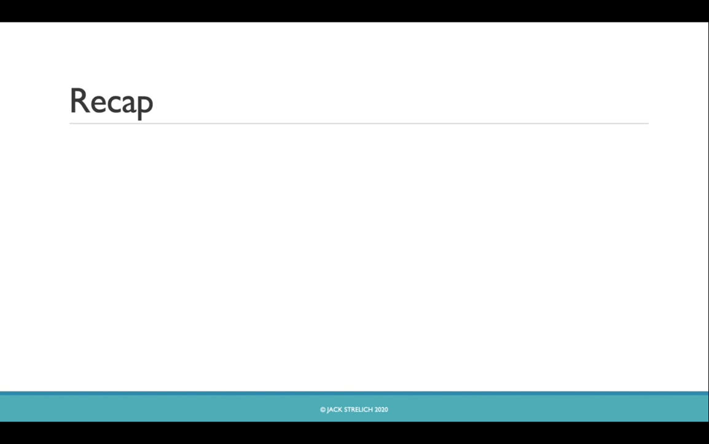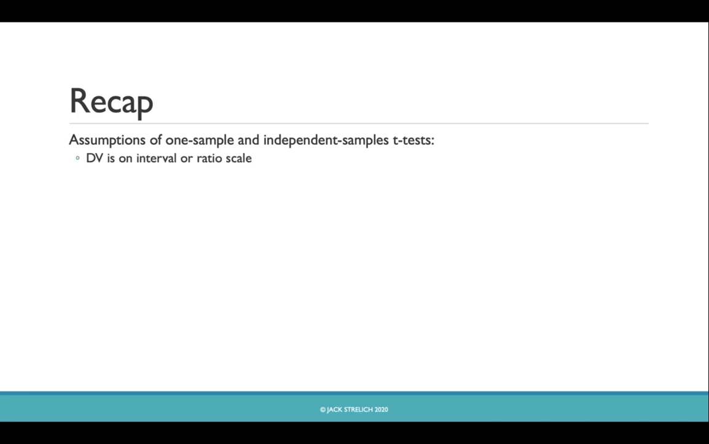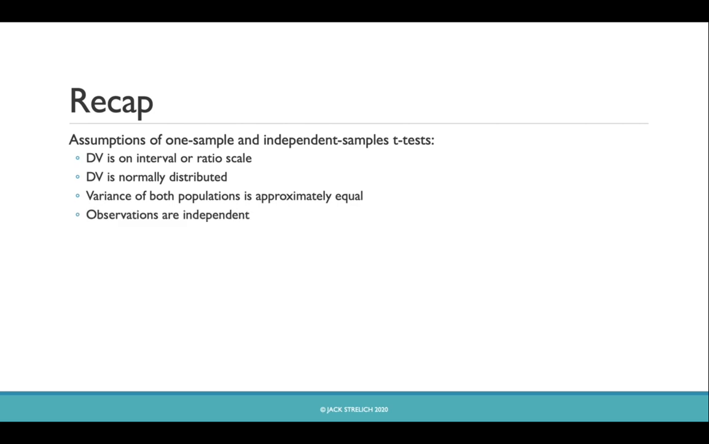So, just to recap, there are 4 assumptions underlying the one sample and independent samples t-test. The first is that the dependent variable is on an interval or ratio scale. The second is that the dependent variable is normally distributed. The third is that the variance of both populations for an independent samples t-test are approximately equal. And fourth, that observations are independent.